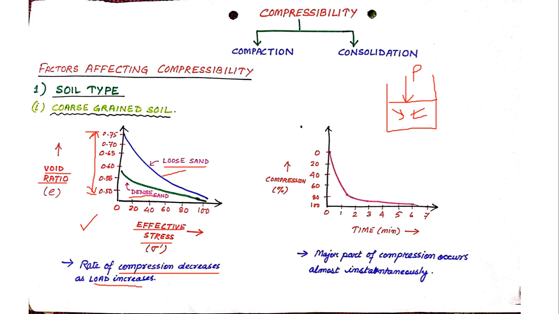In the second curve, I have compression in terms of percentage, and time in minutes on the x-axis. You can see compression starts from 0, increases, and finally reaches 100%. As soon as I applied load on a coarse grain soil, compression takes place in a very small amount of time. You can see that within 4 to 5 minutes, 100% of compression is attained. So in a coarse grain soil, compression occurs almost instantaneously, in a very small interval of time. This was the case of coarse grain soil.